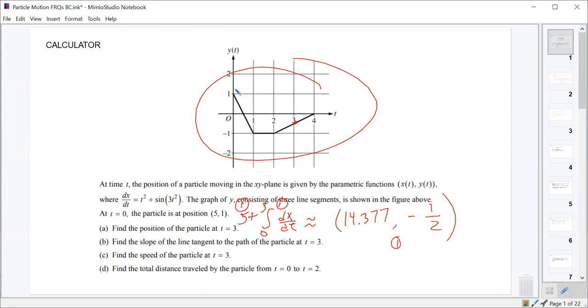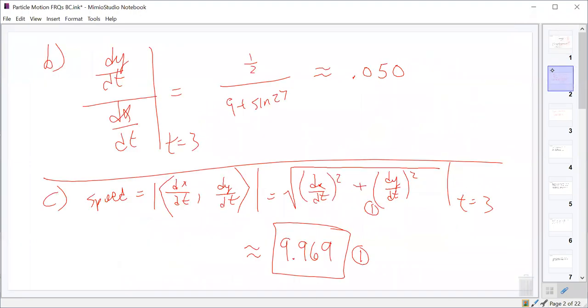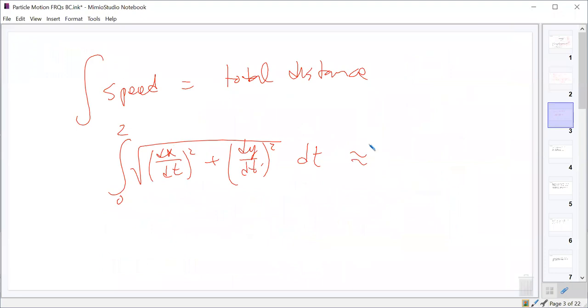Right, from 0 to 1, dy dt is, and from 1 to 2, dy dt is 0. So since dy dt changes on that interval, it's not just a singular function, we've got to go in. I shouldn't write it approximately. We should write it is equal to the integral from 0 to 1 of dx dt squared plus 2 squared.